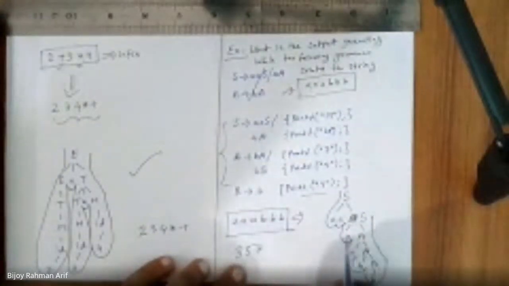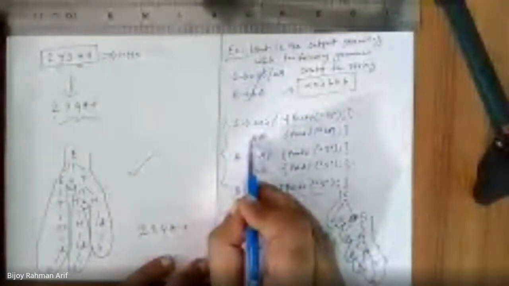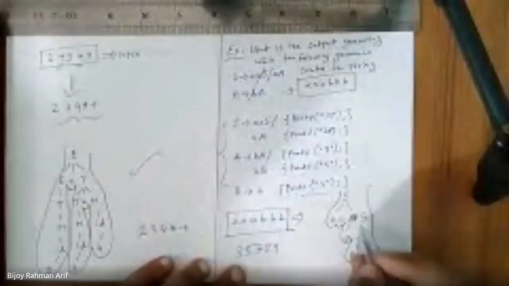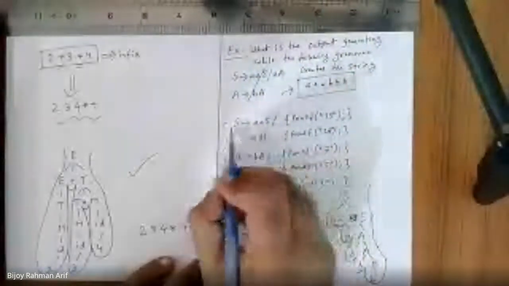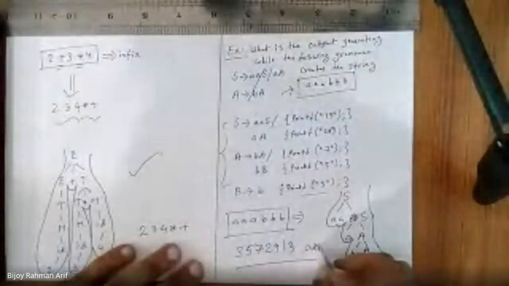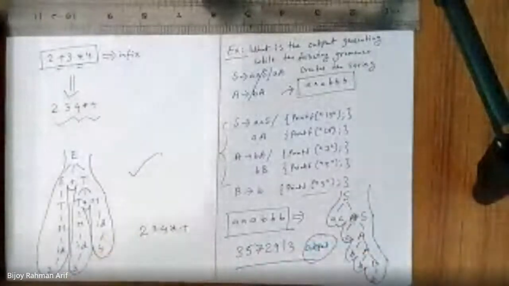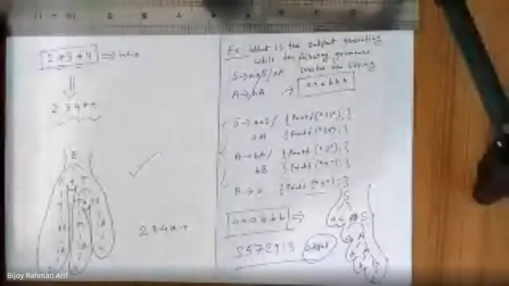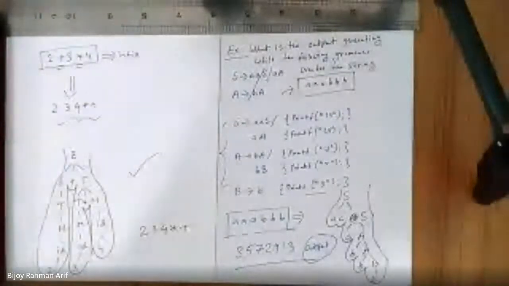Small a, capital A reduced to S. What is the action? 29. Yes, this is a reduction. Small a, capital S reduced to S. What is the action? 30. This is the output. Did you get this point? Yes, sir. Is it easy? It is very easy. So you must know.